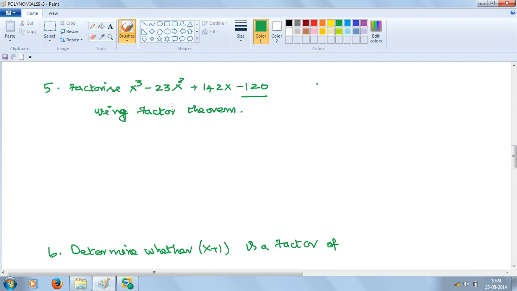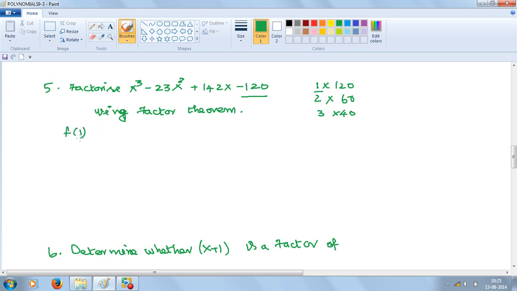So next, let's factorize x cube minus 23x square plus 142x minus 120. So the last constant can be 1 multiplied by 120, 2 multiplied by 60, or 3 multiplied by 40. So many possibilities. So we have to take other clues also. See, you got one plus term, 142, or minus term. So first we will try with 1.